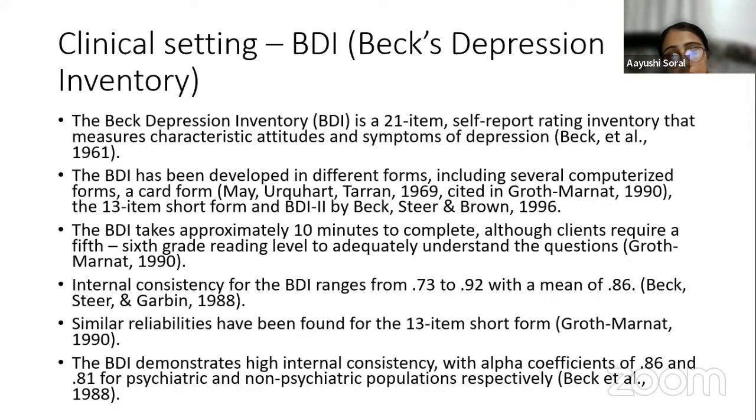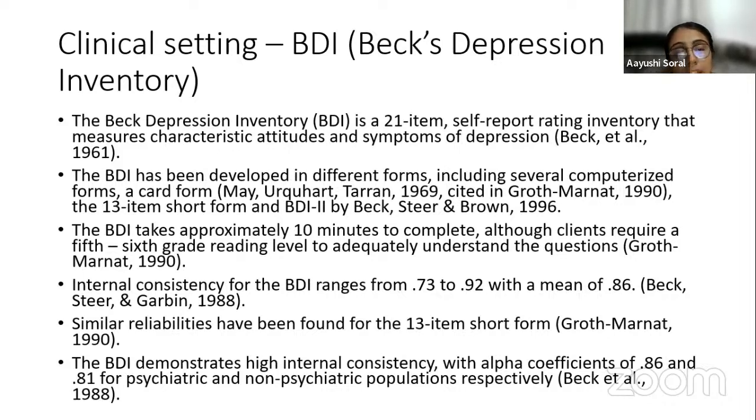The Beck Depression Inventory is a 21-item self-report rating inventory that measures characteristics, attitudes, and symptoms of depression. It has been developed in different forms, including several computerized forms, a card form, and also the 13-item short form, and the BDI-2, which we use currently. Even now, when we teach students, we usually come across the BDI-2.